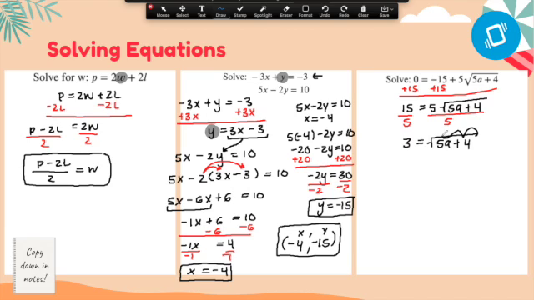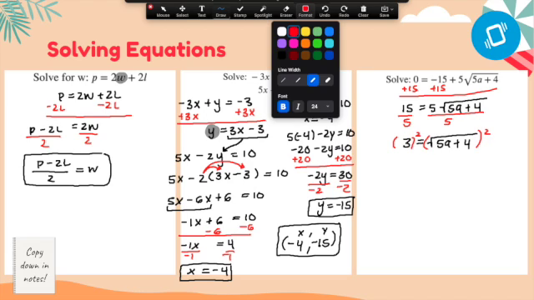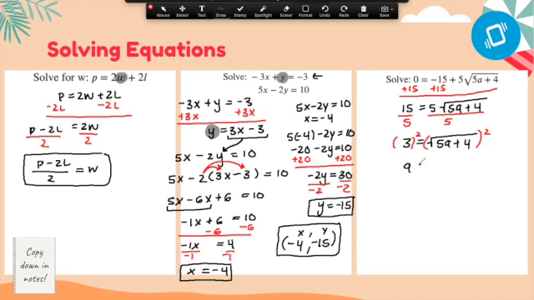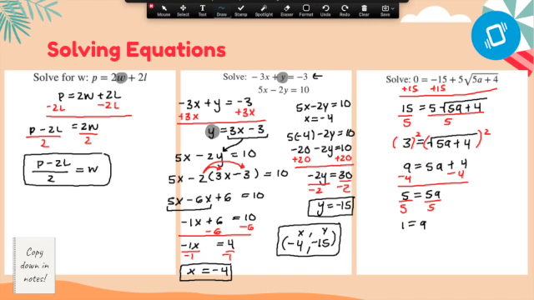And then to get rid of this square root, I just need to square both sides. When I square both sides, I'm left with 9 equaling 5a plus 4. And then I just solve for a. So subtract 4 on both sides. When I do that, I get 5 equals 5a. Then I divide by 5 on both sides to get my answer, which is 1 equaling a.